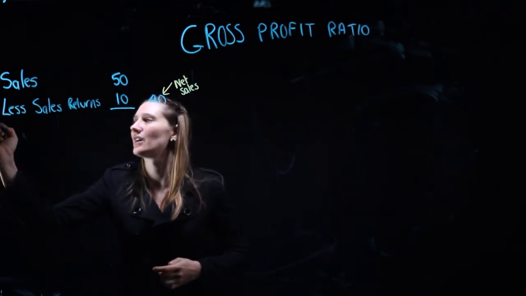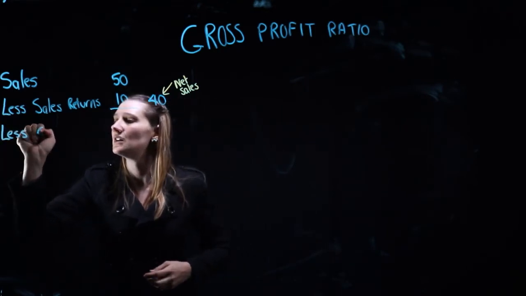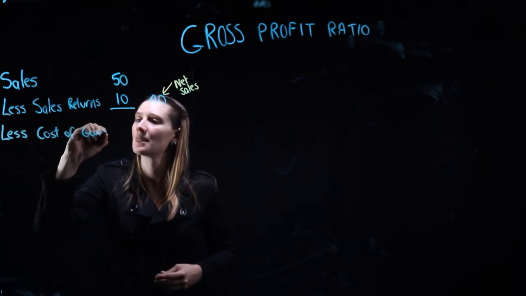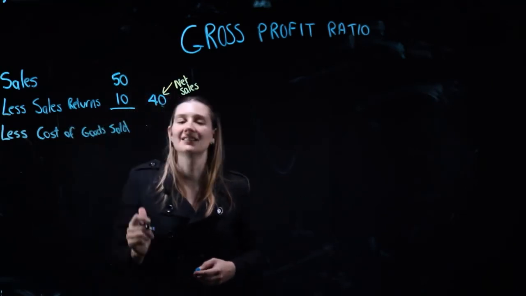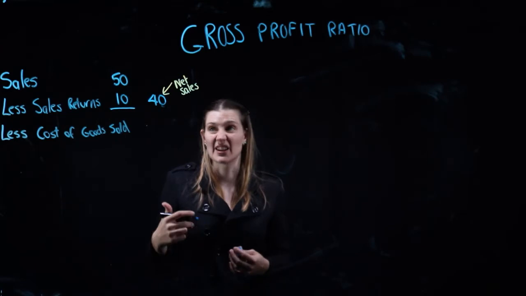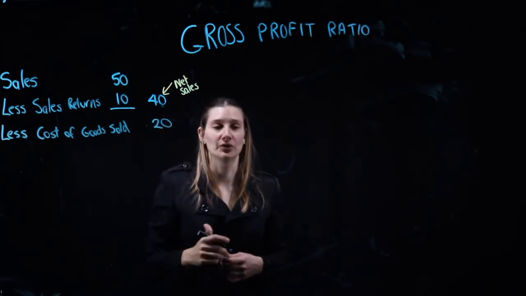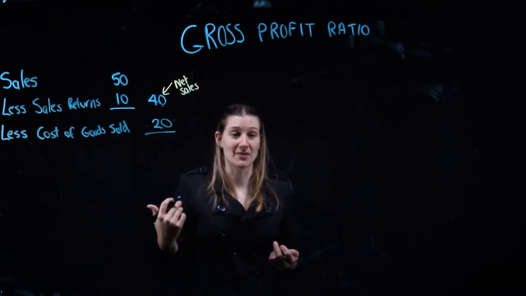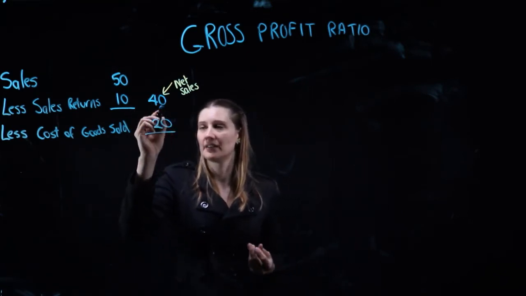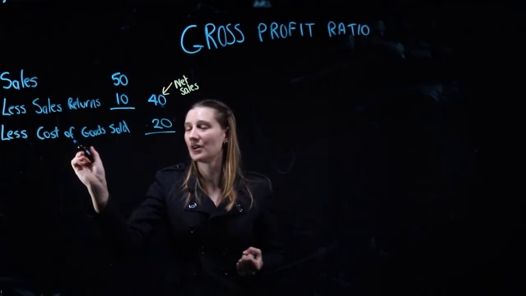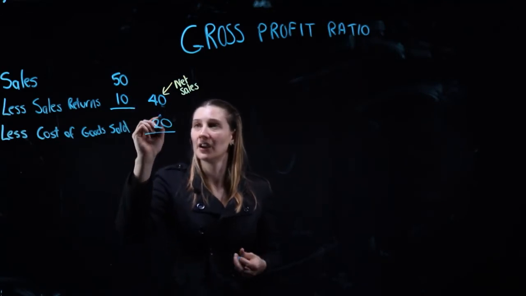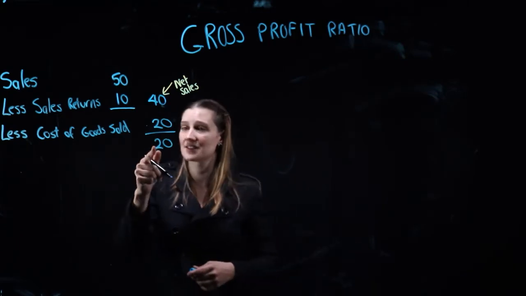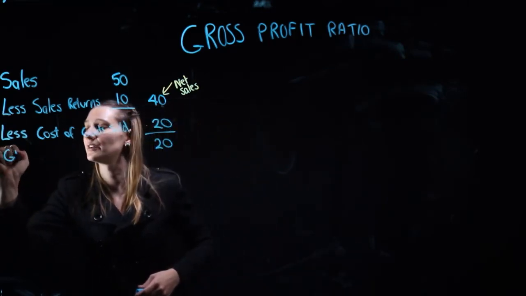So I'm also going to subtract cost of goods sold. Less cost of goods sold. And let's say in this example that was $20, because $20 is what it would cost me to make that amount of ice cream or to buy it. And then I would work out my gross profit by subtracting the 20 from the 40, which would give me $20 left over. And this number here would represent my gross profit.